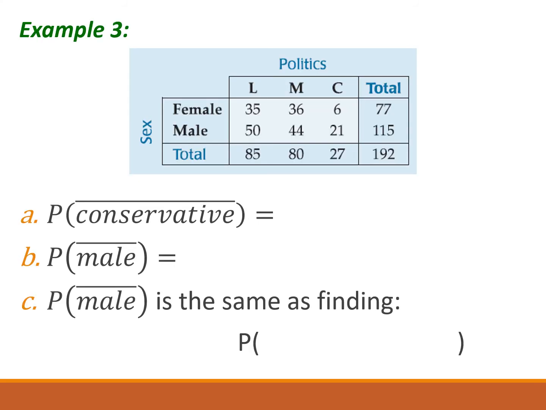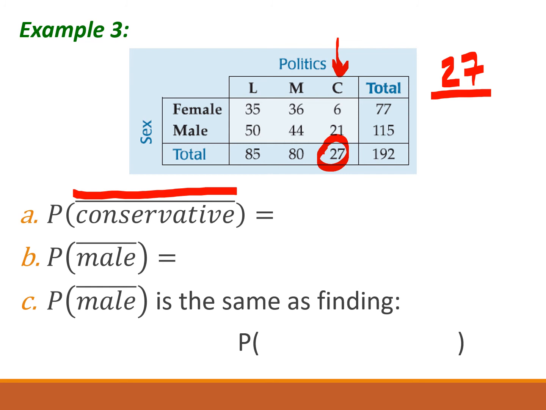To close things out, let's go back to our table and go through a few questions on complement events. In part A, we want to find the probability of picking not a conservative. It's not a conservative because we have conservative inside our probability, and then we have that line over top of it. This is also read as find the probability of picking the complement of a conservative. So conservative is this line here. We can see there are 27 conservatives.